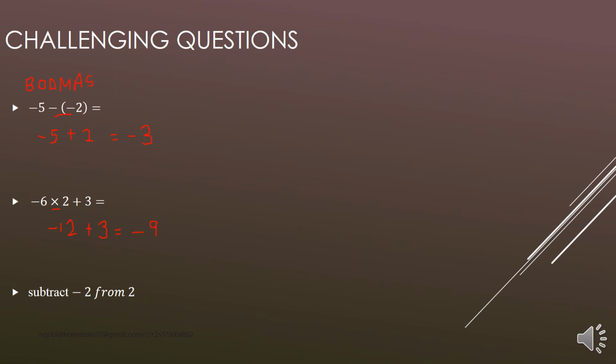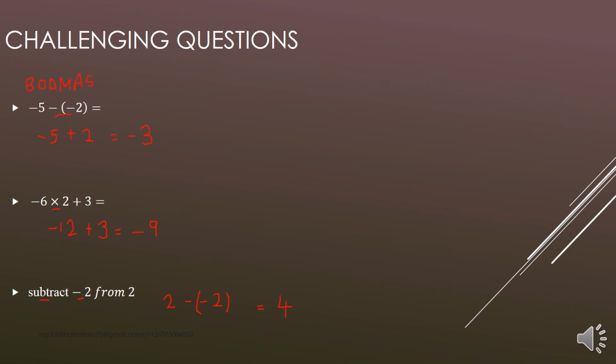And the other one says subtract minus 2 from 2. So we are taking minus 2 from 2. So it's 2 minus minus 2 there. After we deal with the multiplication of signs, we get 2 plus 2. Then our final answer is 4. So that's all about the challenging questions in directed numbers under multiplication and division.